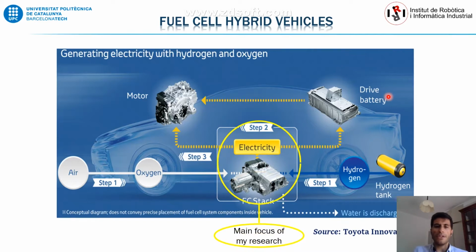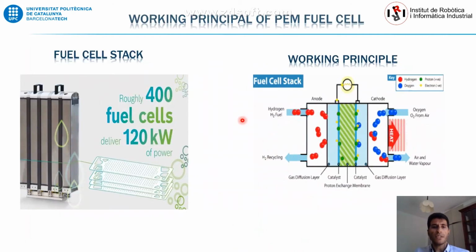Okay, so in a fuel cell hybrid vehicle, there are many main components. As you see, the motor, the drive and battery, the fuel cell stack, the subsystem that provides the hydrogen, and the subsystem that provides the oxygen. The main focus of my research is the fuel cell stack that provides the electricity for the fuel cell hybrid vehicles. The fuel cell stack is made of many cells stacked together to provide the power requested by the load.